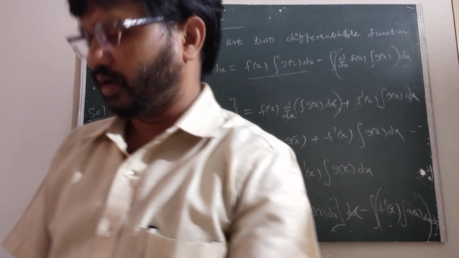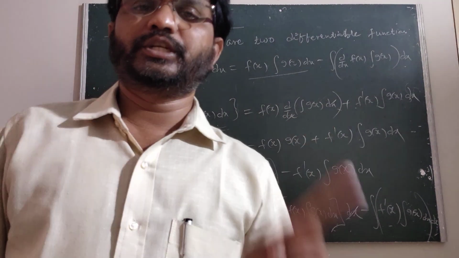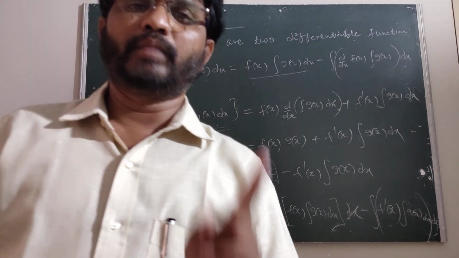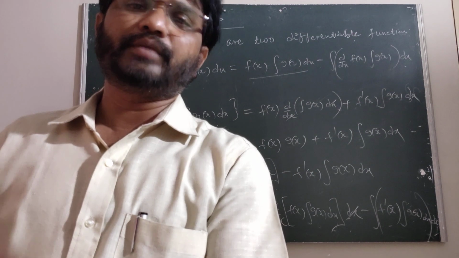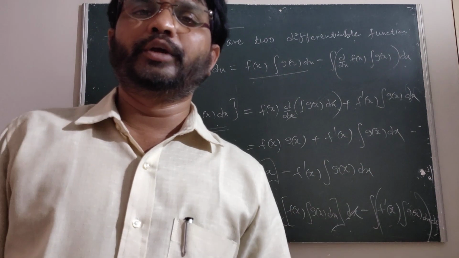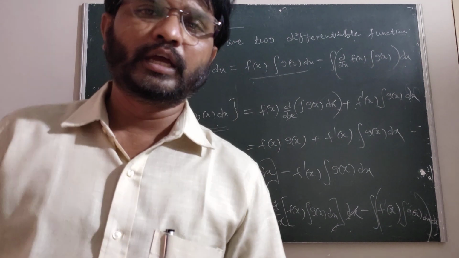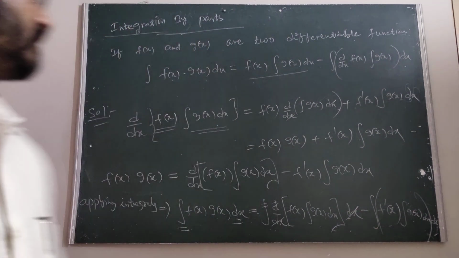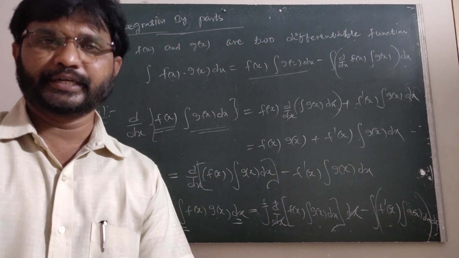This is the formula. How to write this one? The integral of uv is first into integral of the second minus integral of derivative of the first into integral of the second. That means u into integral of v minus integral of derivative of u into integral of v. This is integration by parts. So, is it clear?